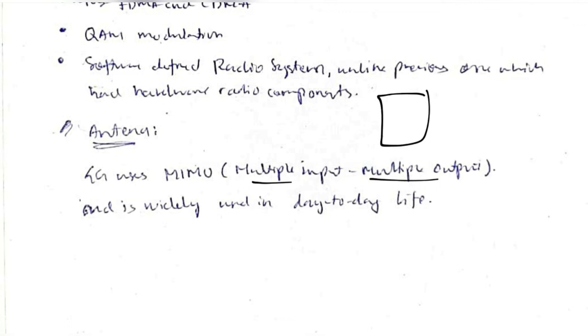It's not like it will wait for one single input to be processed and then take the next one. It will have parallel transmissions. They will have multiple channels for parallel transmission and parallel processing. So it's widely used in day-to-day life.